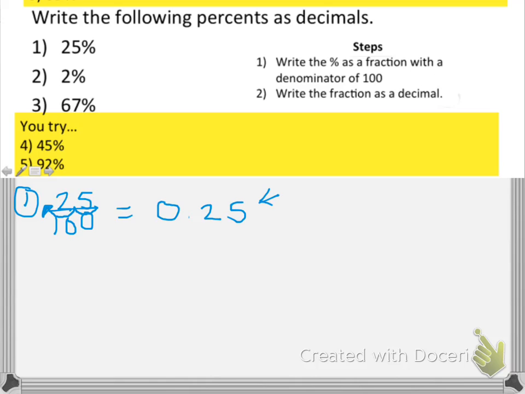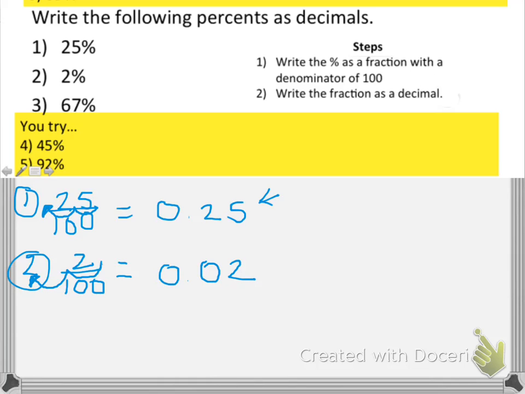Okay, let's do number 2. Number 2 is a little bit trickier. Our first step is to write the percent as a fraction with a denominator of 100. So 2% means 2 out of 100. So I'm going to write 2 out of 100. Our second step is to write the fraction as a decimal. So I would say this as 2 hundredths. And I know that as a decimal is 0.02. If you're not sure, you can always have your decimal there and move it over 2 to the right. Okay, pause the video and try number 3 on your own.